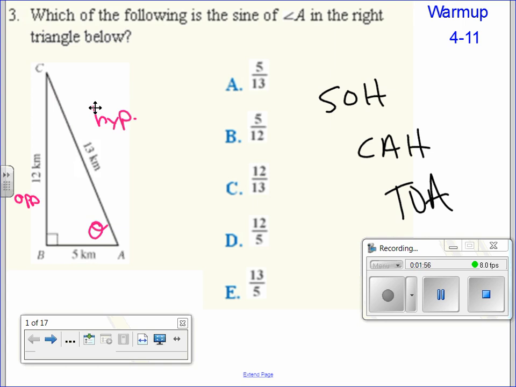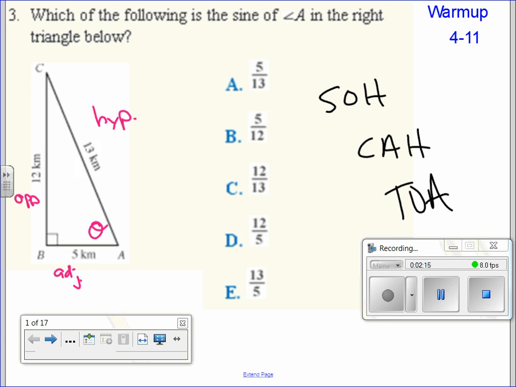Now, can your hypotenuse also be labeled as an opposite side? No. Your hypotenuse is your hypotenuse is your hypotenuse. It can never be an opposite or an adjacent. It's the legs that are your opposites and your adjacents. So that makes my 5 my adjacent, because it's literally touching the angle. And we're ready to answer the question.